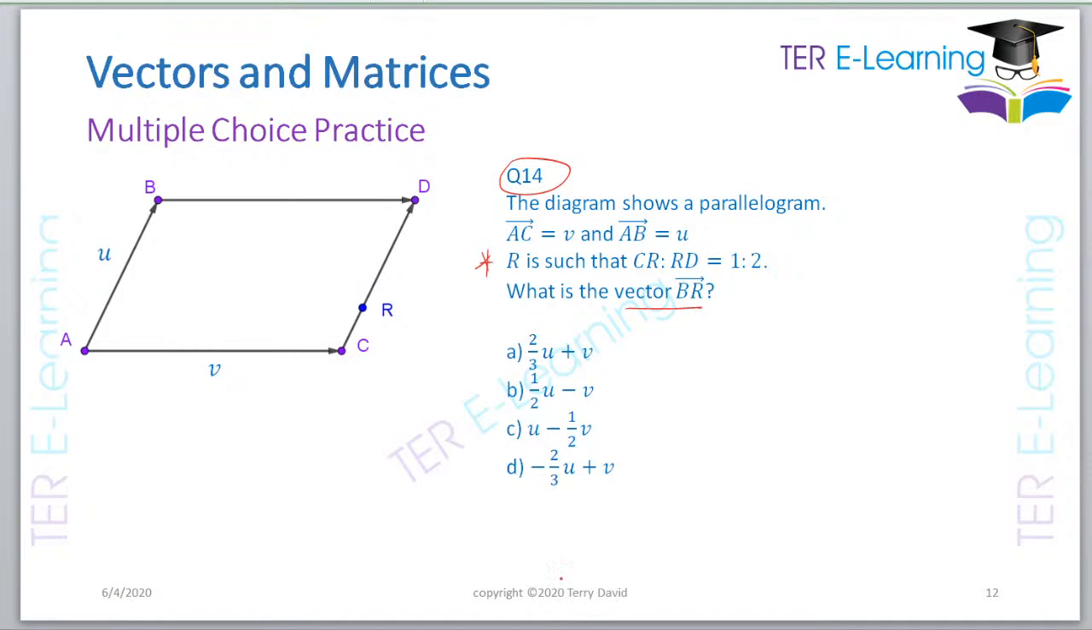So if you have to work it out, just draw a quick sketch, right? So the diagram has a parallelogram. I've given you some vectors here. So let me just write down what you should know already. So if we know AB is equal to U, because it's a parallelogram, we know that CD is also equal to U. And we know that AC is equal to V. Therefore, BD is equal to V as well, right?